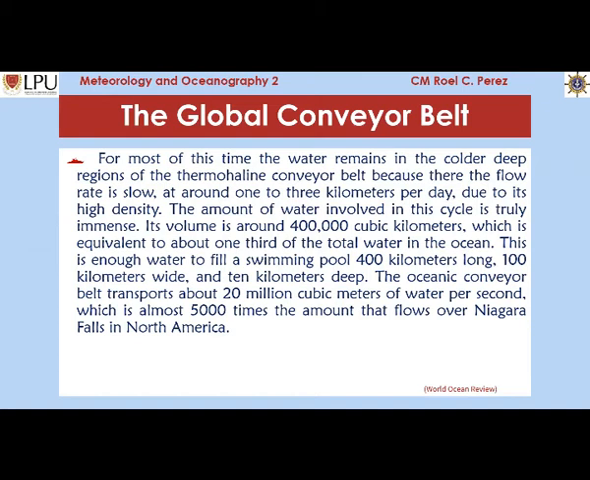The oceanic conveyor belt transports about 20 million cubic meters of water per second, which is almost 5,000 times the amount that flows over Niagara Falls in North America. So that is how much water is being carried.